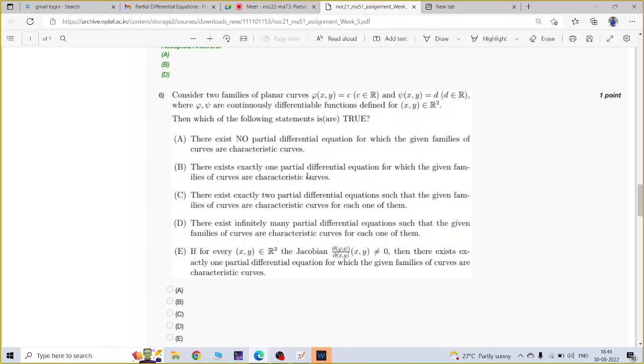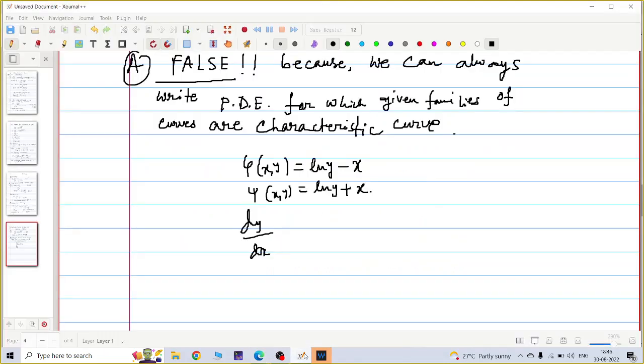Then move to option B. There is exactly one partial differential equation for which the given families of curves are characteristic curves. Is it true? Only one you can get. Suppose you know phi and psi, you construct the equation. Now is this the unique equation? What do you think? No, sir, false. But why?